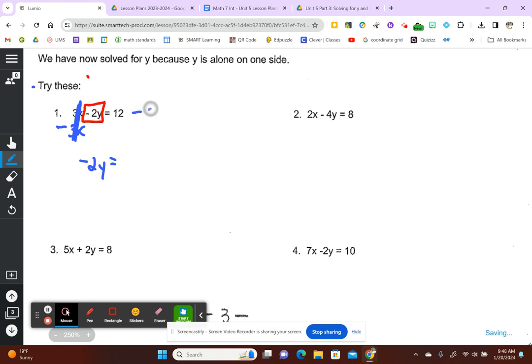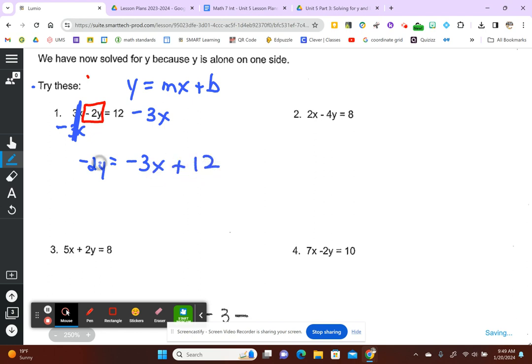But the rule says if I subtract from the left, I have to subtract from the right. Now, I could write 12 minus 3x, but I don't want to because I want it in the form of y equals mx plus b. So I'm going to write negative 3x plus 12.